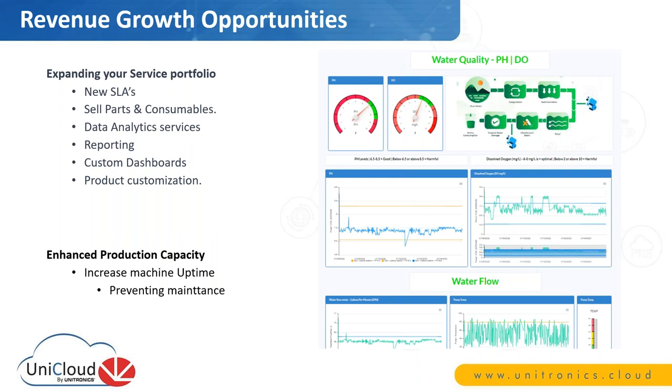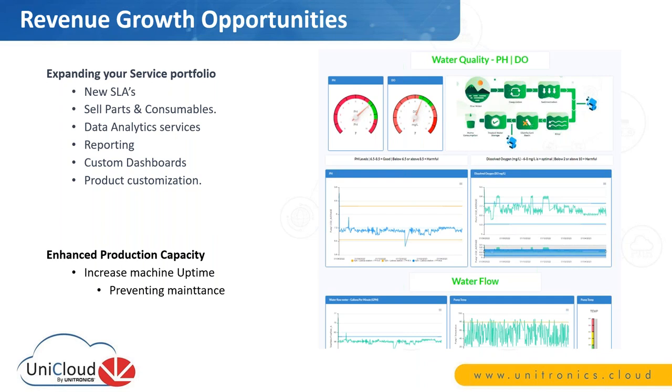Some people also combine them together. And if you can do that, you can increase your machine uptime. So it means that you can produce more, the machine is more available for production. Any questions on the examples that I gave on how to increase your revenues? No questions so far.